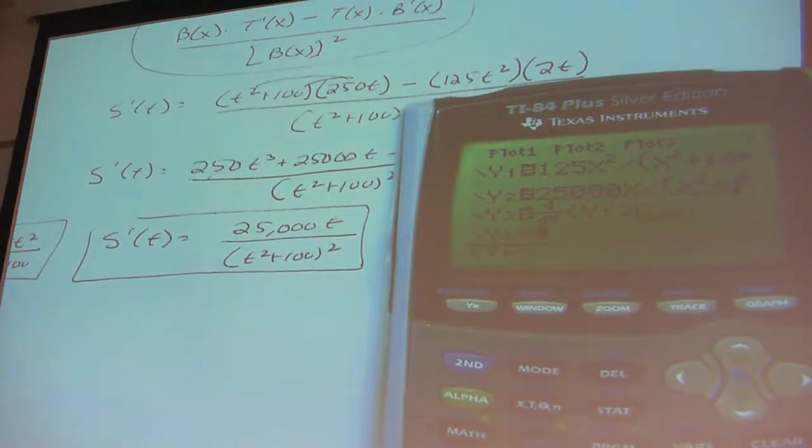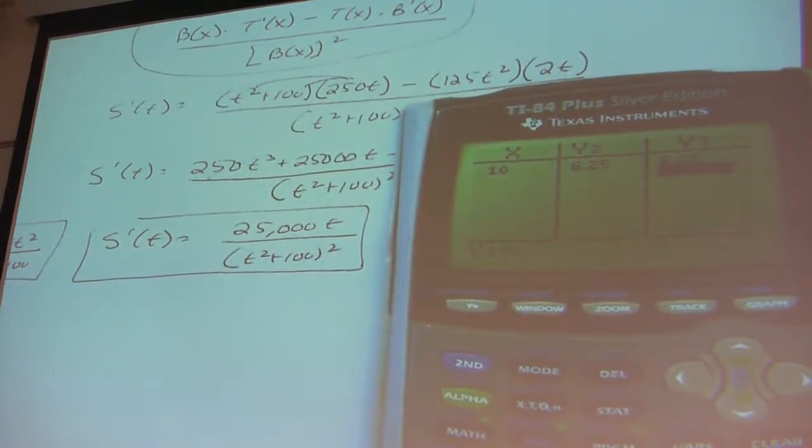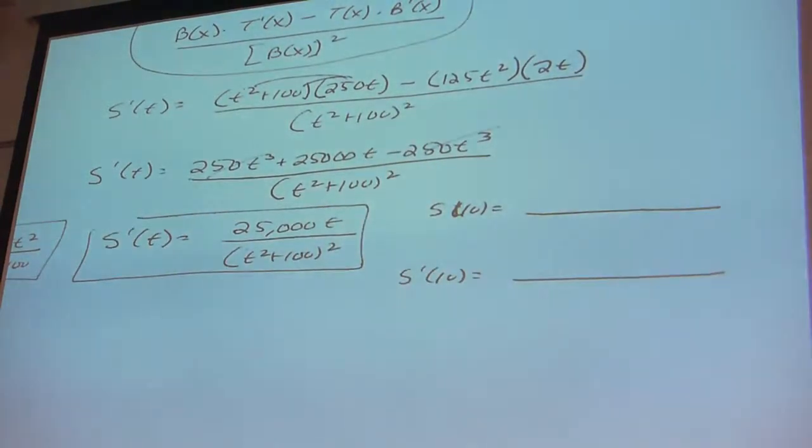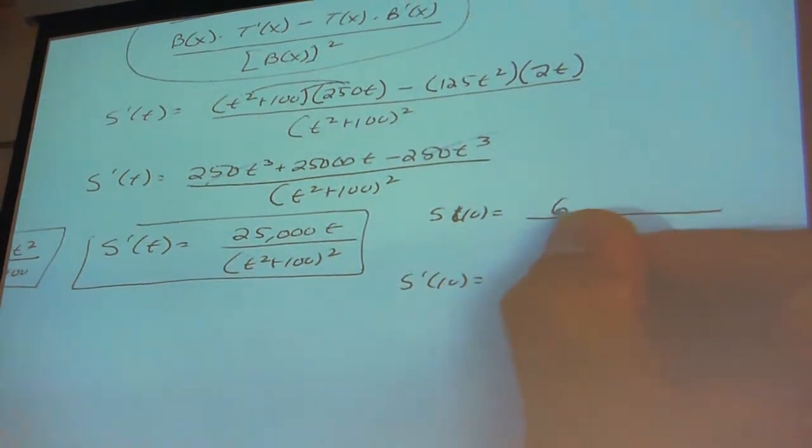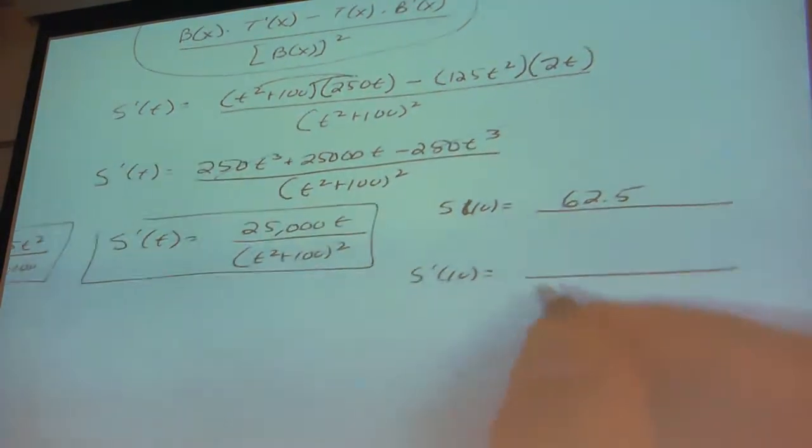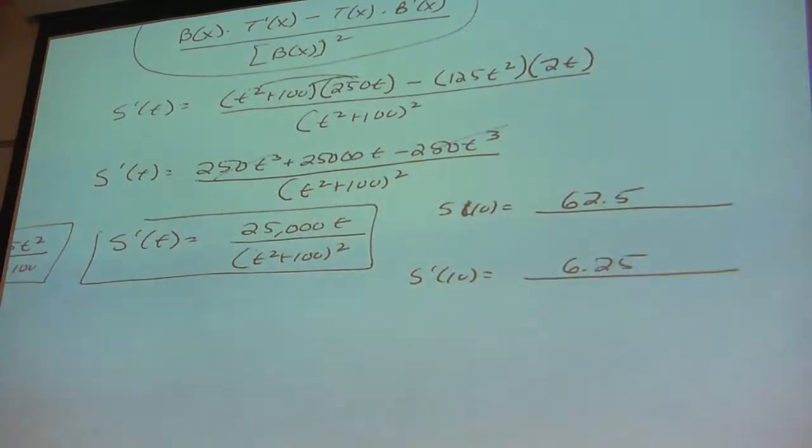Now again, I understand algebra mistakes happen, derivative mistakes happen. That's why you have the calculator to check everything. So when I go to the table and plug in 10, which ones should match? Y2 and Y3. And if they don't match, your derivative's wrong, or you typed it in wrong. That's going to make you feel like, I know, I can check. You have some way at least to know if you did it correctly. So when you plug into the original, you get 62.5. When you plug into the derivative, you get 6.25.